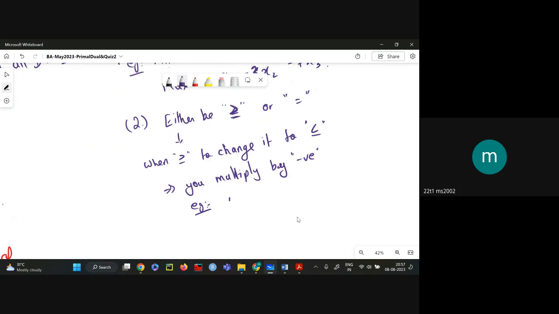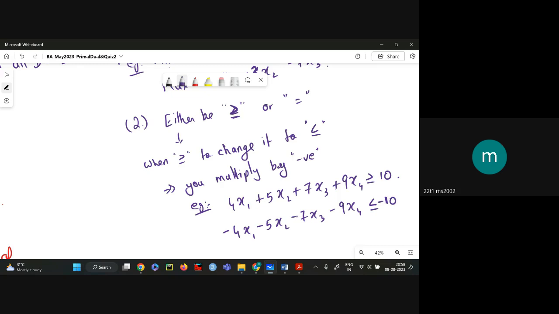An example for that. Let's say I have a constraint 4x1 plus 5x2 plus 7x3 plus 9x4 is greater than or equal to 10. If this is my constraint, then I will multiply this with a negative sign. So minus 4x1 minus 5x2 minus 7x3 minus 9x4 should be less than or equal to minus 10. That is all. So this is how I will convert a greater than or equal to constraint to a less than or equal to constraint. Okay. Any questions so far?